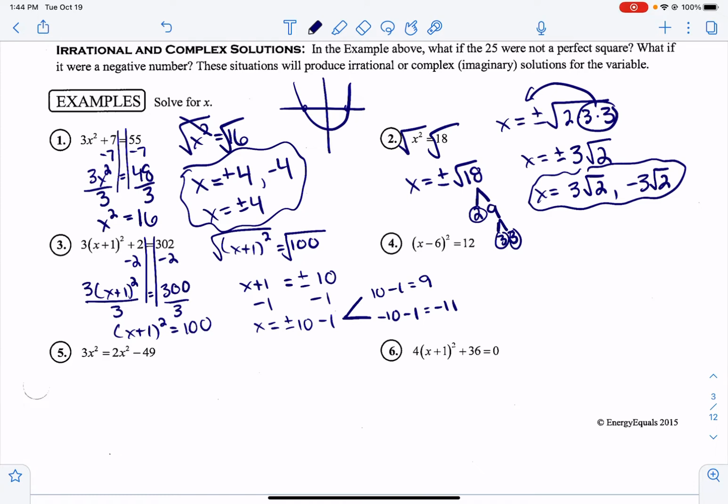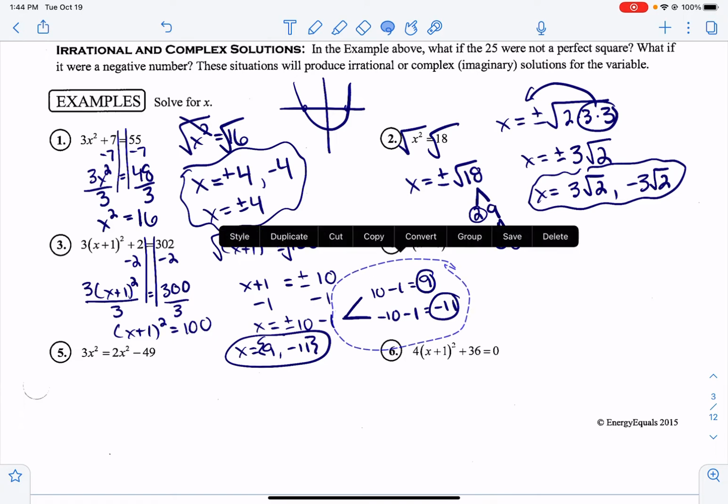In my other problems, the numbers were the same, right? They were just positive and negative 4, positive and negative square root 3 root 2. This time, I get a 9 and a negative 11. I get 2 different numbers as my answer. So I would say x equals 9 and negative 11. And you can put it in brackets if you want, as long as I can tell that you are telling me those are the 2 answers. You'll be fine.